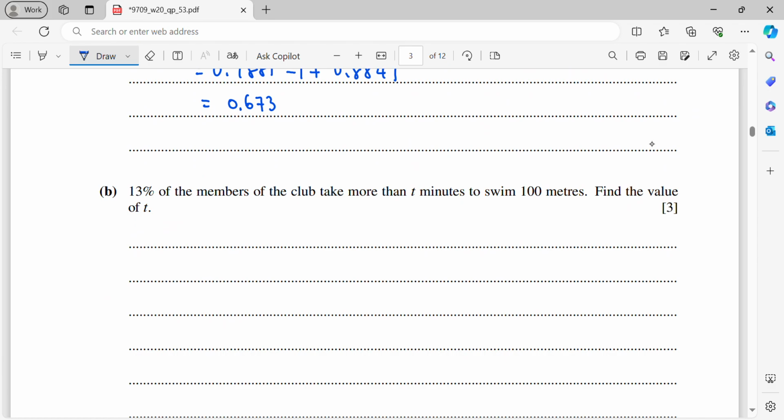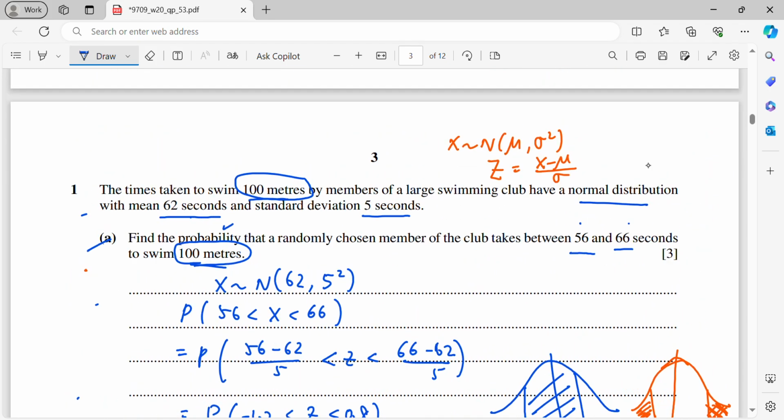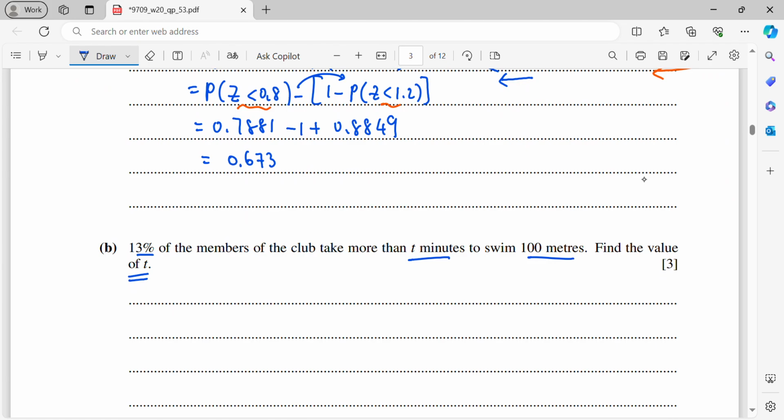Now, part B. 13% of the members of the club take more than T minutes to swim 100 meters. Find the value of T. Okay, so now let's look at the question. This is seconds, right? All these are seconds. And now you are given T minutes. So T minutes equals 60T seconds.